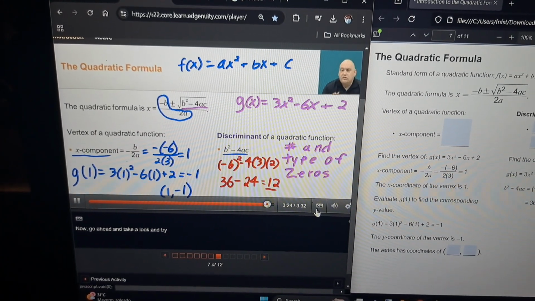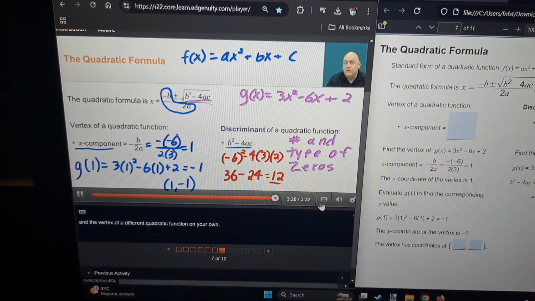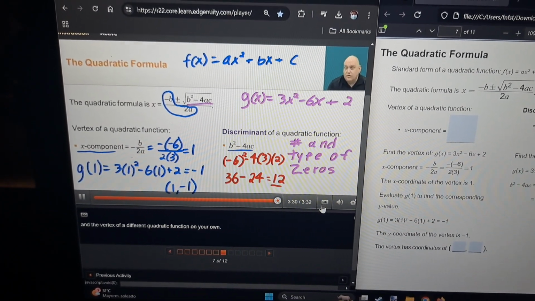Now go ahead and try to evaluate the value of the discriminant and the vertex of a different quadratic function on your own.